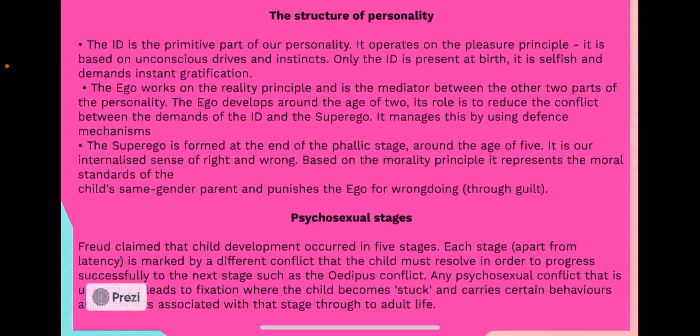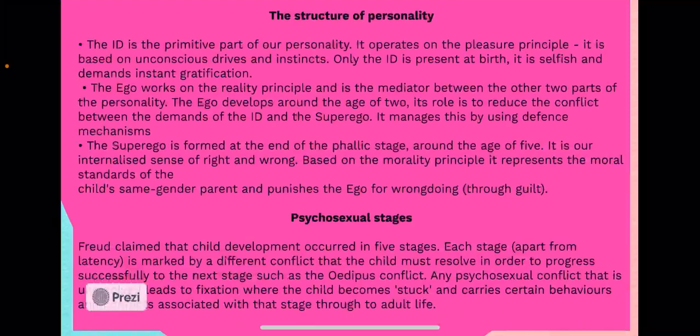So Freud suggests that our personality is split into three parts: the id, the ego, and the superego. The id is the primitive part of our personality. It operates on the pleasure principle. It is based on unconscious drives and instincts. Only the id is present at birth. It is selfish and demands instant gratification.